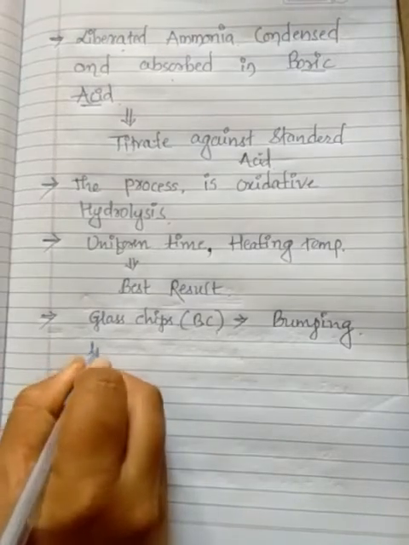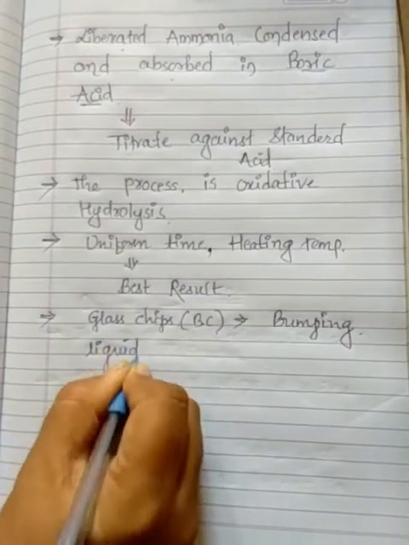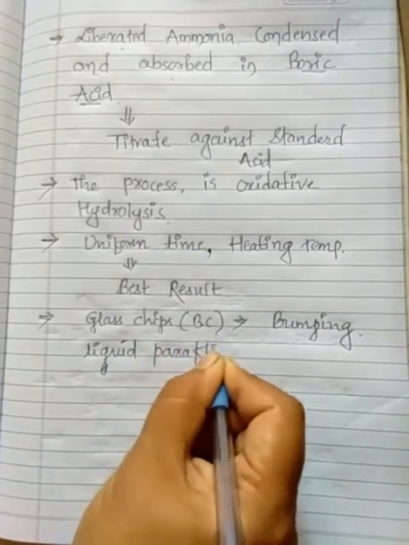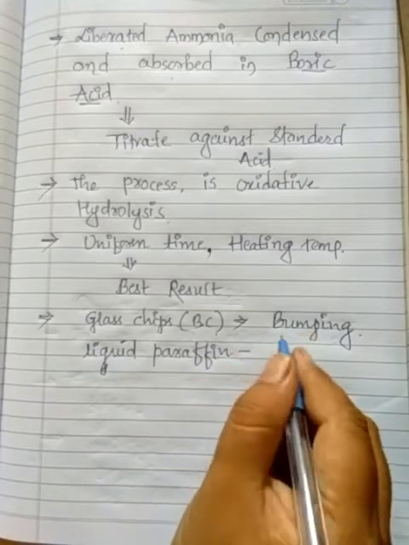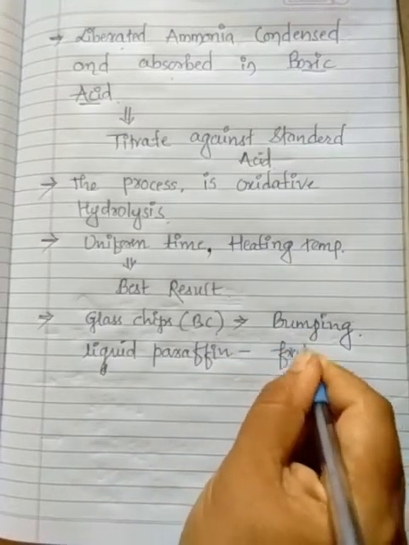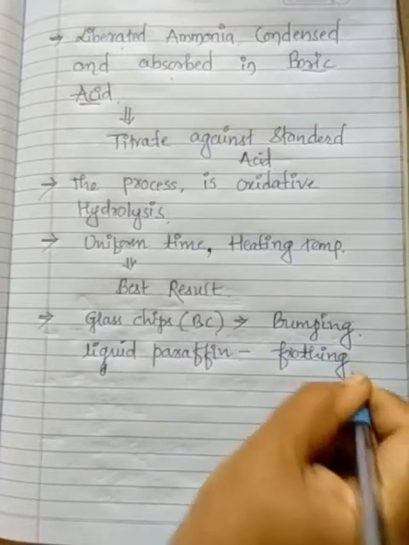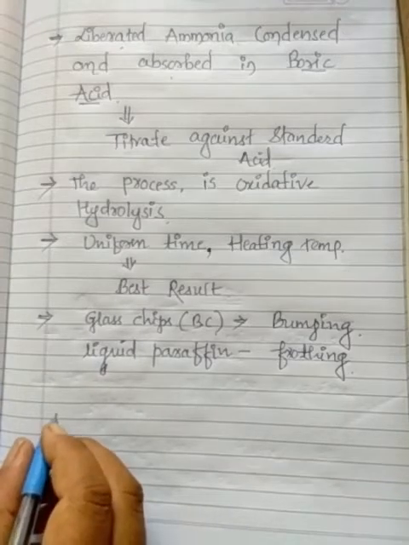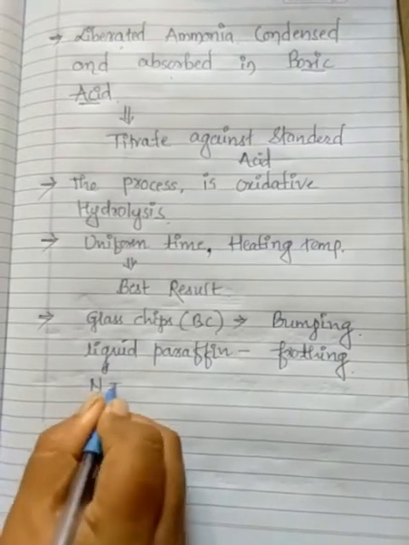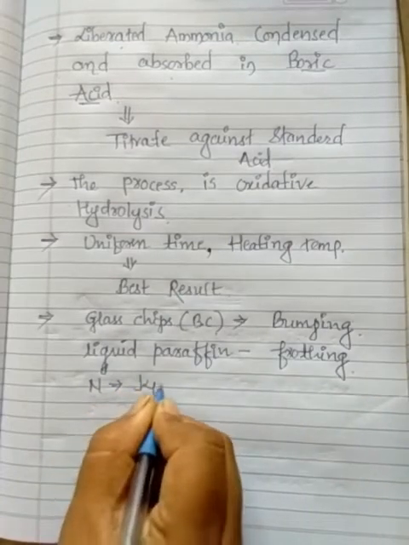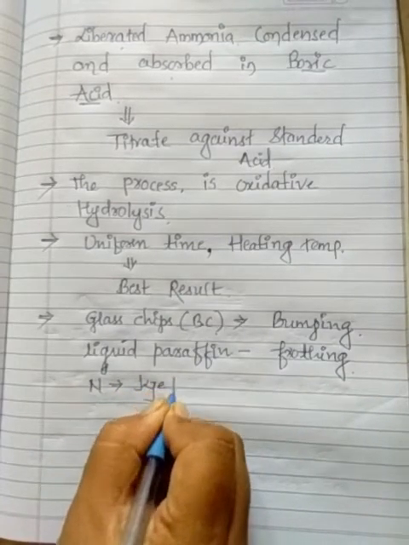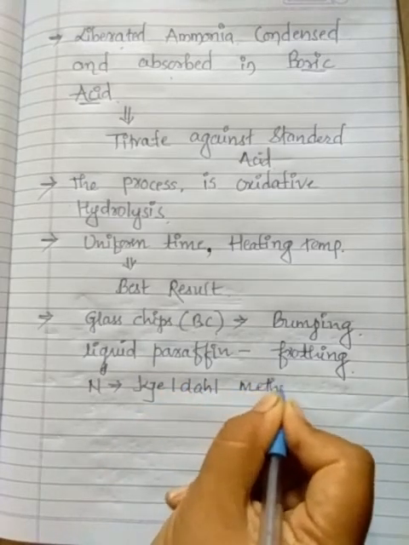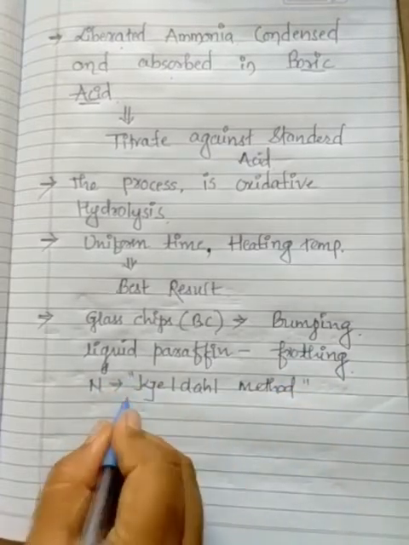Again, we have to use liquid paraffin. For what purpose? It will check the frothing during heating. And total nitrogen estimation is done by which method? Nitrogen can be estimated by Kjeldahl method. You have studied this in PU first year, Kjeldahl method.